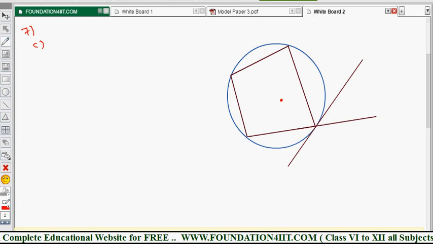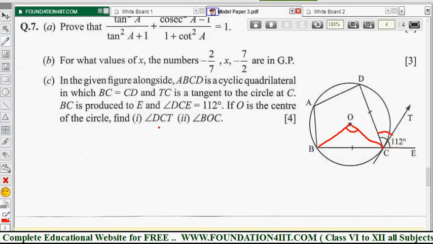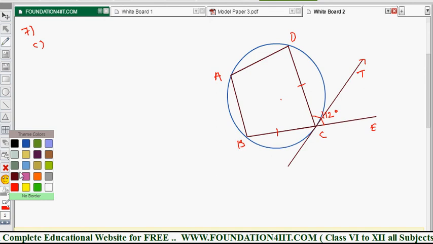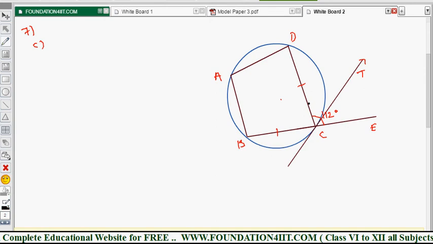Let's take O here. O is the center of the circle. So A, B, C, and D. And according to the problem, BC is equal to CD. These two sides are the same. And let us take this tangent point E, and DCE, so the total angle is 112 degrees. Now, what should we find out? Angle DCT. DCT we need to find out.